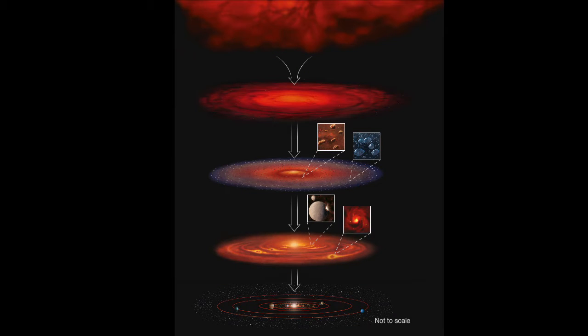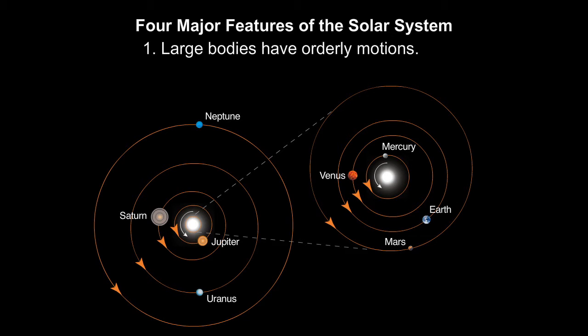In this video, we will summarize the formation of our solar system as currently understood through the nebular theory. Recall that a successful formation theory must explain four major features of our solar system as a whole. First, large bodies have orderly motions. For example, all the planets orbit the Sun in the same direction and in nearly the same plane.